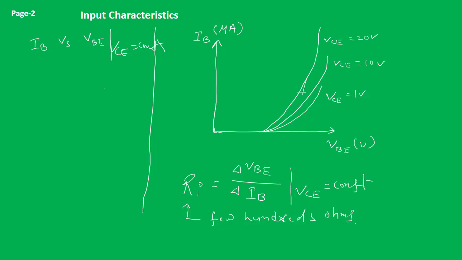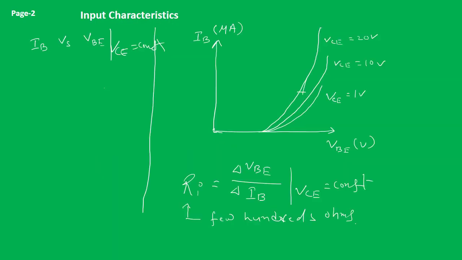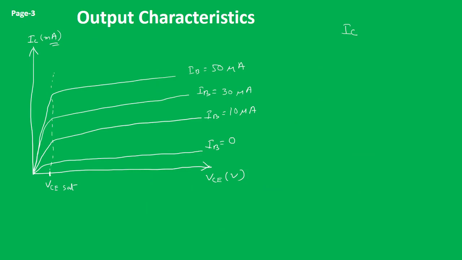Then similarly, if we go for the output characteristics, what is it? It is the variation of the output current. Here we have the output current IC, which is in terms of milliampere, whereas in the previous case IB is in terms of microampere. This is another point we should note. IC varies with respect to the output voltage VCE, keeping the input current IB constant. That is how we find the output characteristics.